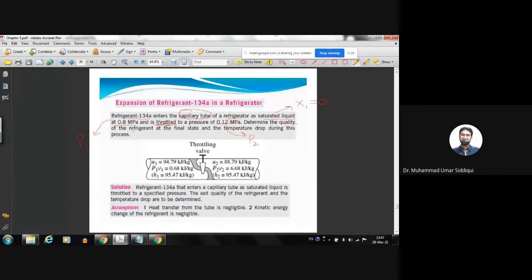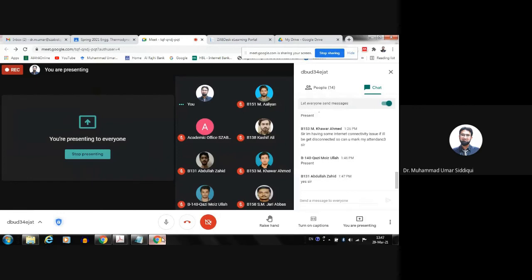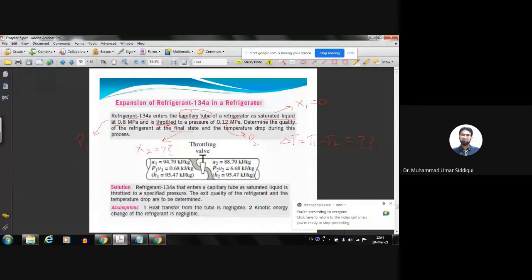Determine the quality of the refrigerant at the final state, so we need to determine X2, and the temperature drop during this process. Temperature drop means delta T, which is T1 minus T2. This is what we need to determine. First of all, do you understand the problem statement? Okay, so let's try to solve the problem.